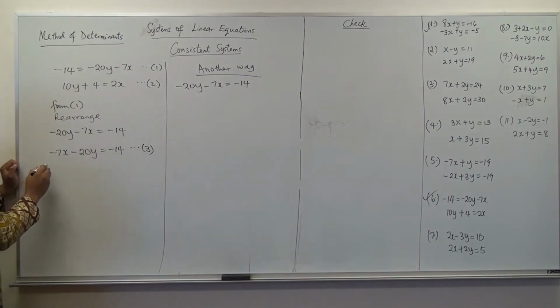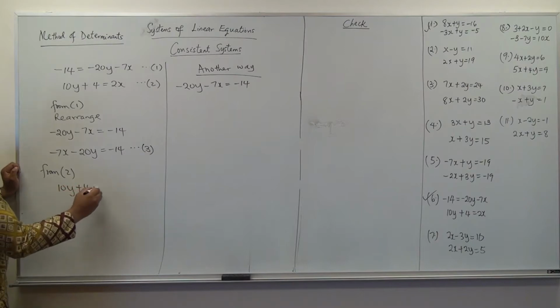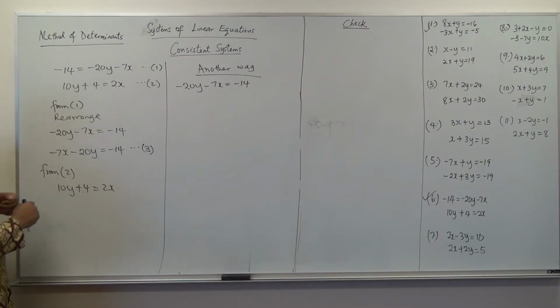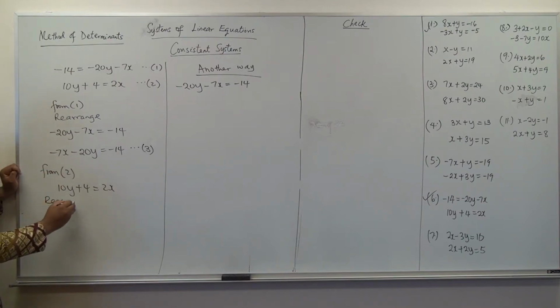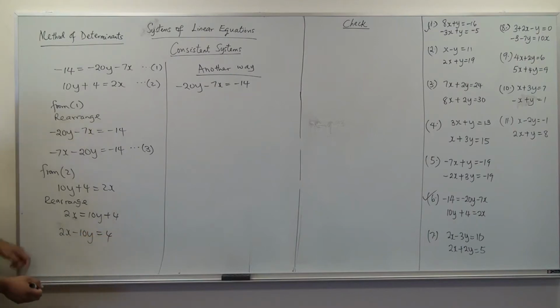Now, let me arrange equation 2 also. We have 10y plus 4 equal to 2x. If I have to arrange it so that x will line up, I can rearrange, and I have that 2x is equal to 10y plus 4, right? And I can now bring this over here. So 2x minus 10y equal to 4. I can call this equation 4 because I've rearranged it. So I'm going to use equation 3 and equation 4, which is now well aligned: x and x, y and y, result and result.